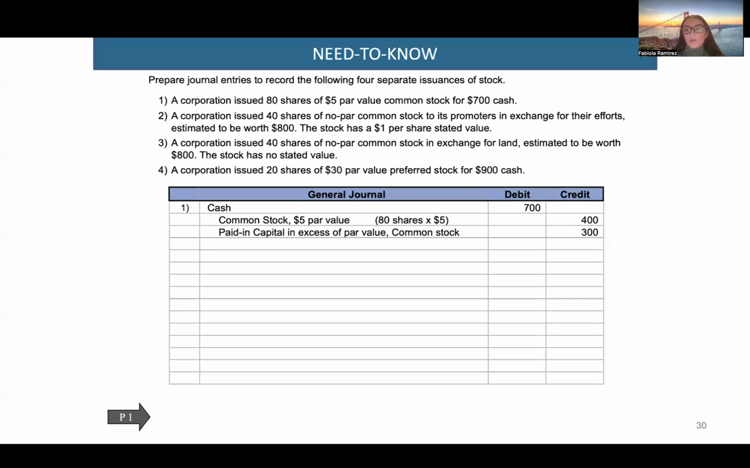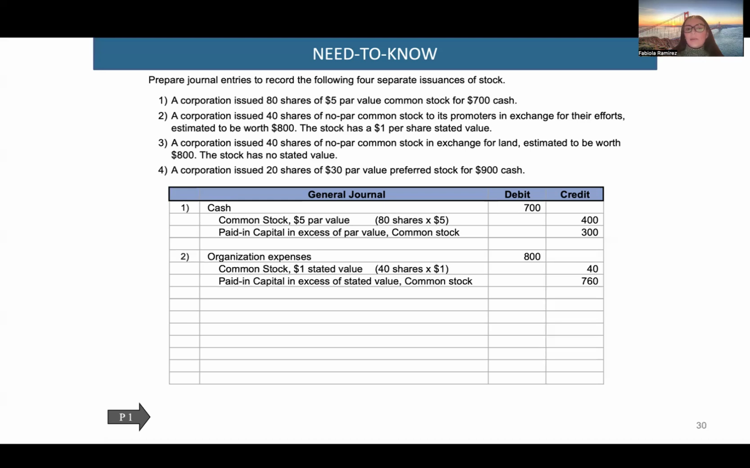Just to go over a few more examples while you're here. Example: A corporation issues 80 shares of $5 par value common stock for $700 cash. You will debit cash for the amount received. You will credit common stock for the amount of shares sold times par value. That gives you $400. And the remainder is credited to the APIC account, $300.